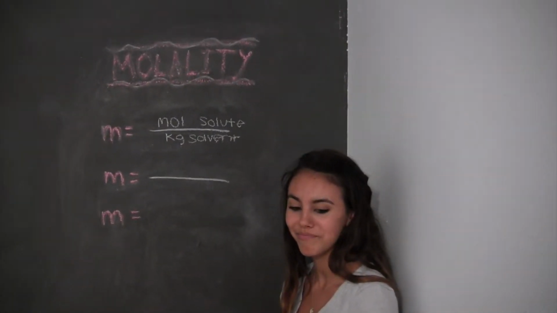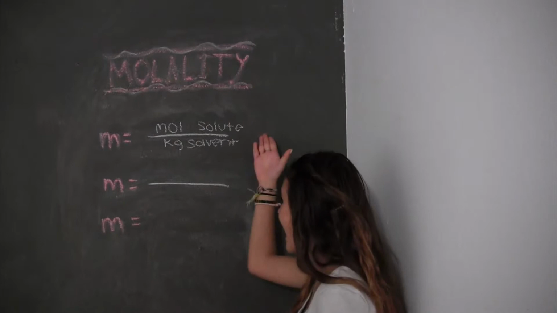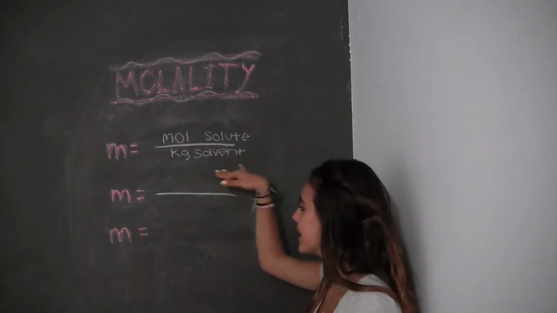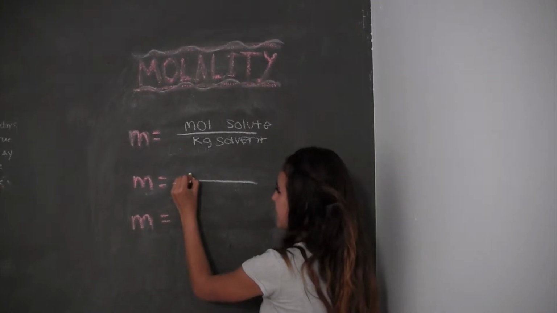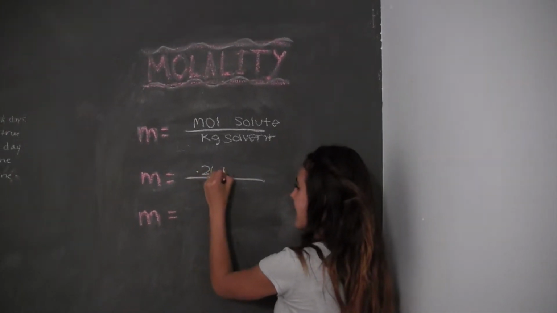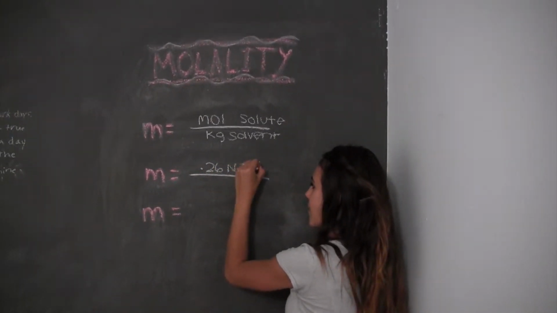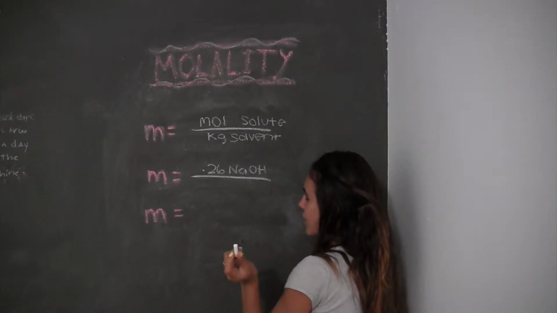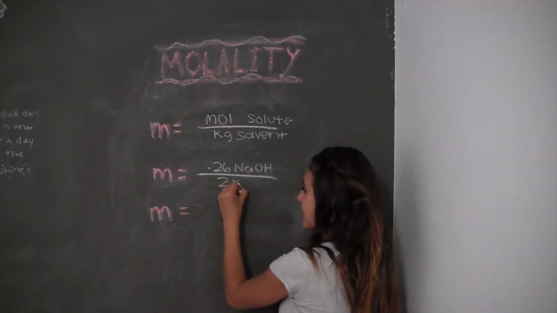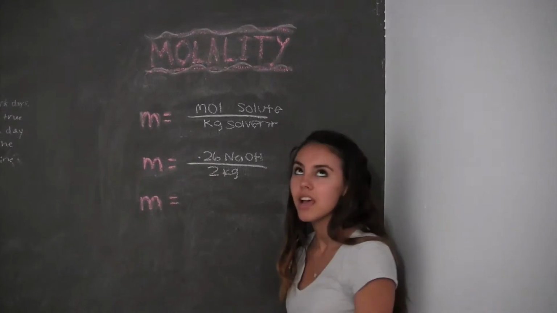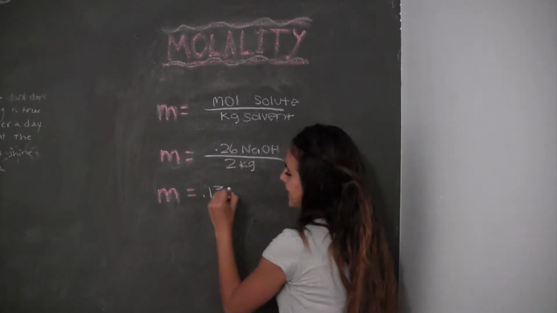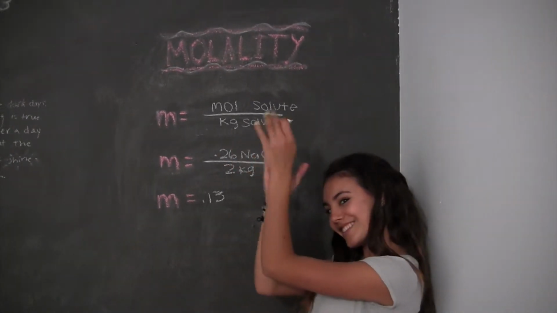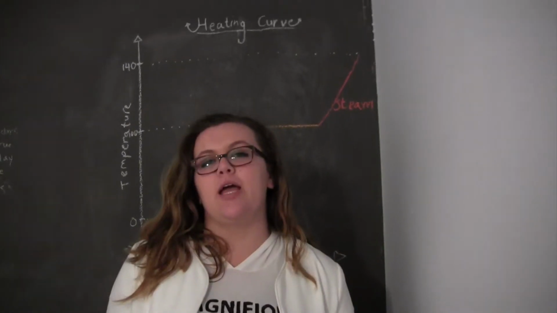Okay, Allison, explain molality. Molality is the moles of solute over kilograms of solvent. So, an example problem would be 0.26 moles NaOH over 2 kilograms. Calculating, 0.13. Yay, Allison! Okay, class.